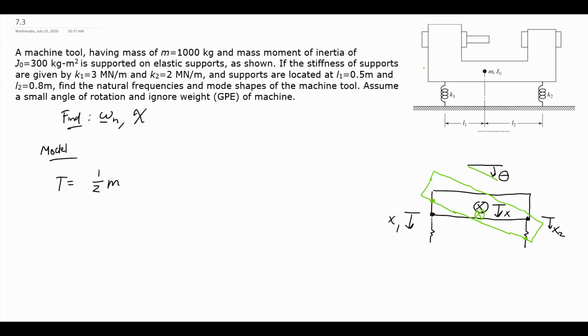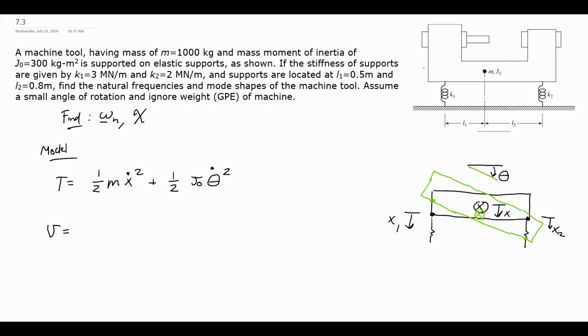So that will be 1/2 m times its translational velocity, which I am calling, it's the motion of the center of mass, x. So x dot is the velocity squared. Plus its rotational kinetic energy is going to be its mass inertia about its center of mass, which we are told is J naught, times its angular velocity, which I am calling here theta dot, and that gets squared as well. Right, so that's the translational kinetic energy of the center of mass and the rotational kinetic energy about the center of mass. Those are the only things with kinetic energy.